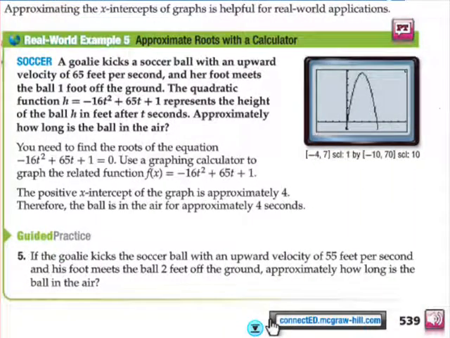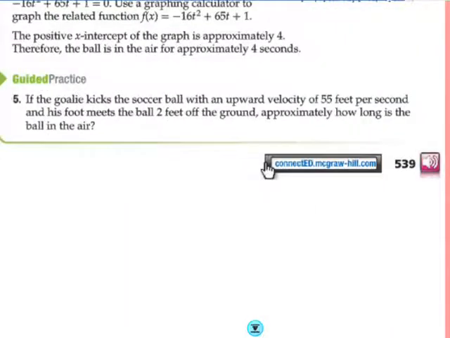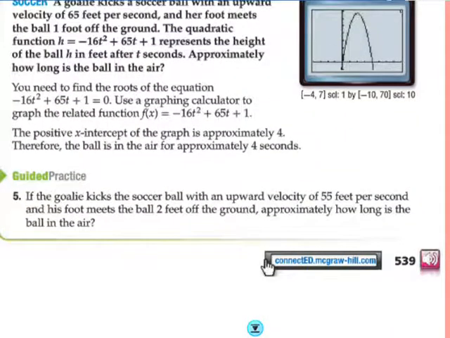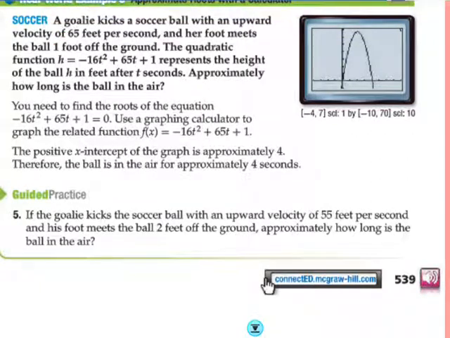Okay, let's do a real world one. Okay, with the problem that we're given here, and I'll do this one in the TI. Okay, so this is about a goalie kicks a soccer ball with an upward velocity of 65 feet per second, and then they give us the equation, and we're saying that the ball was 1 foot off the ground when we started, and then how long was it in the air? Okay, so you have to find the roots using a graphing calculator, and the x-intercept of the graph is approximately 4, therefore the ball is in the air for approximately 4 seconds.